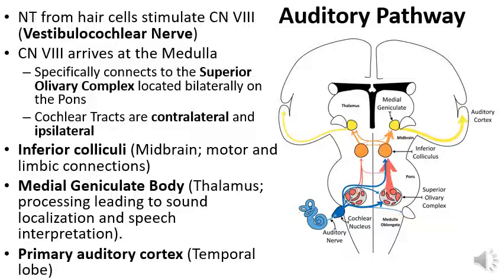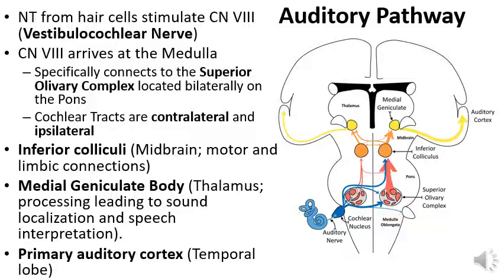And at that point, those tracts will be referred to the inferior colliculi in the midbrain, at which place we will actually connect to motor regions and limbic regions, and ultimately connect to the thalamus, where we will process the sound, where it's coming from, and being able to interpret speech, and then finally, ultimately, to the primary auditory cortex. Put all together, we get it all figured out.